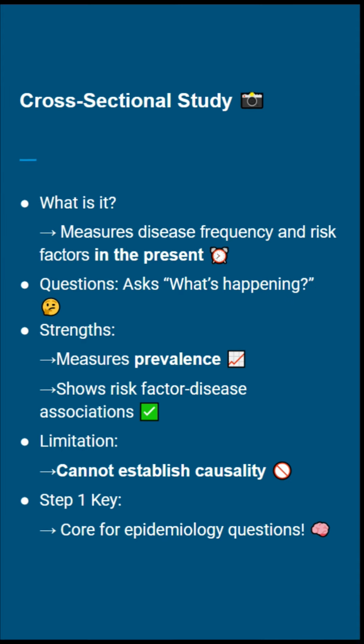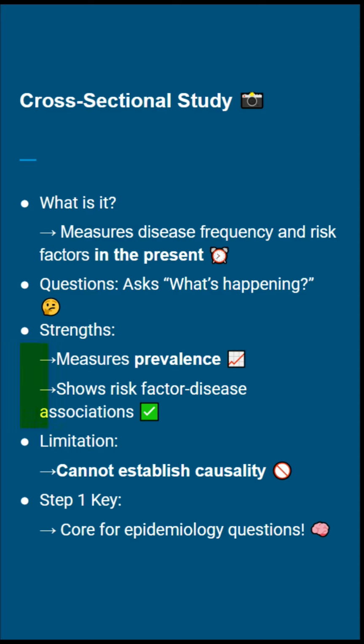Now let's talk about cross-sectional studies, another Step 1 epidemiology gem. These studies are like a snapshot of a population at a single point in time, measuring how common a disease is and what risk factors are floating around. They're all about asking what's happening right now. For example, how many people in a town have diabetes or how many of them smoke.